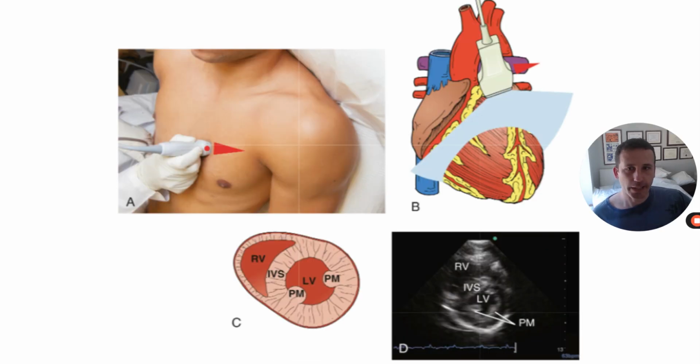Our parasternal short axis view is in the exact same spot, but we're just going to rotate the probe 90 degrees. So we were pointed, here's our probe marker at the patient's right shoulder, and now we're just going to rotate 90 to the other shoulder.